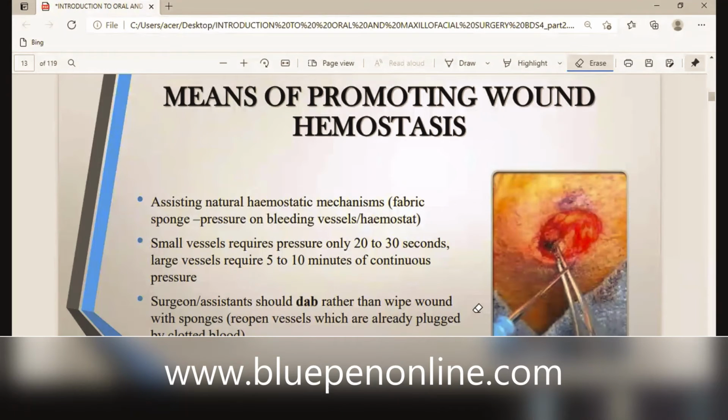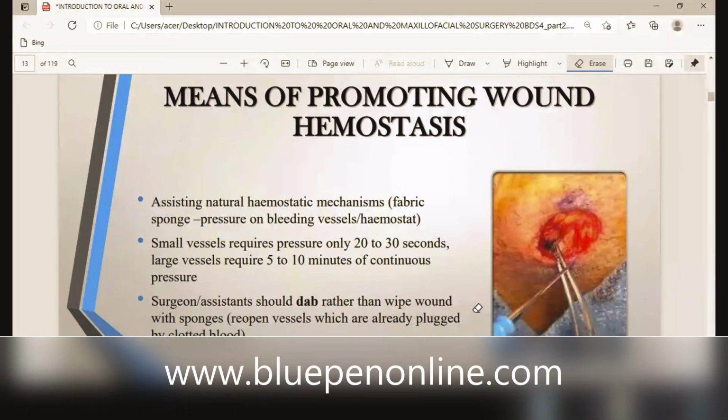Okay, first of all, assisting the natural hemostatic mechanism. You have to see where this bleeding is happening, like a cut vessel, cut artery or cut vein. You have to keep pressure with the help of a hemostat there, which is the first thing. If it is a very small vessel, you keep pressure for 20 to 30 seconds, and it will subside within 20 to 30 seconds. But if you gave a cut to a very huge vessel, you have to give continuous finger pressure or hemostat pressure for 5 to 10 minutes.